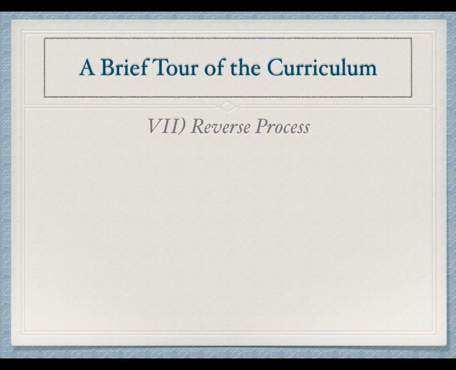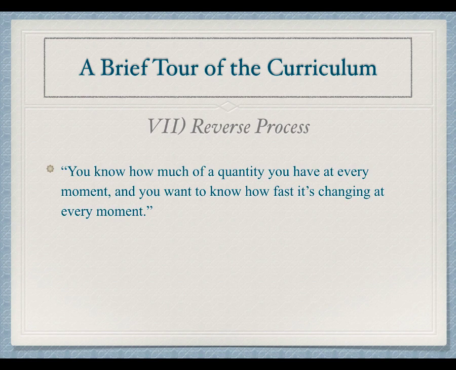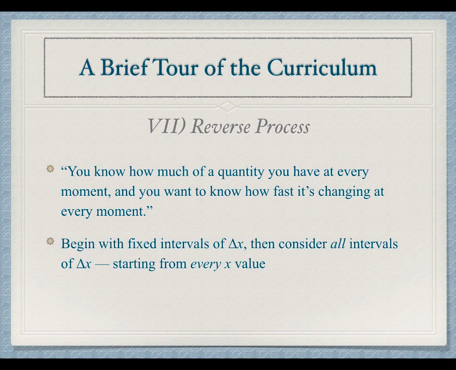So then we embark on the reverse process. You know how much of a quantity you have, and you want to know how fast it's changing. So we're going to begin with fixed intervals of delta x, but then we're going to consider all intervals of delta x, starting from every x value. And we're going to change the notation. We're going to use h to represent delta x, which is like traditional calculus.